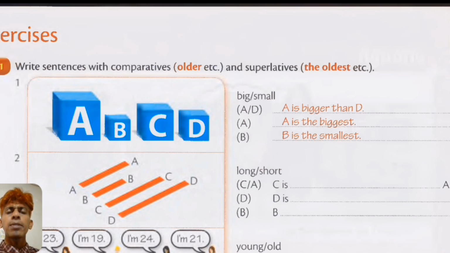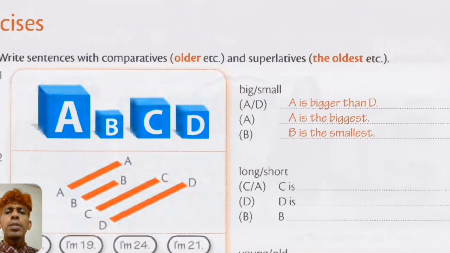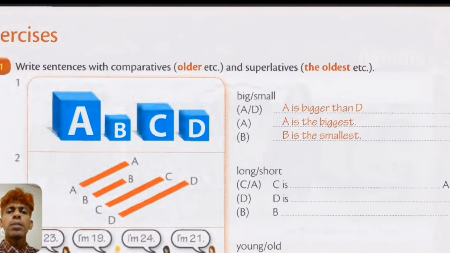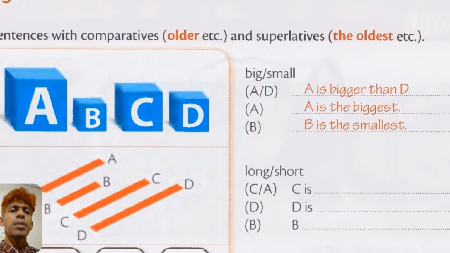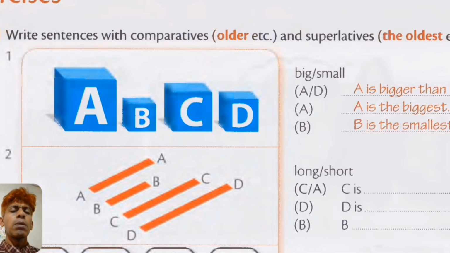Let's do the exercises. 90.1. Write sentences with comparatives, older, etc., and superlatives, the oldest, etc.